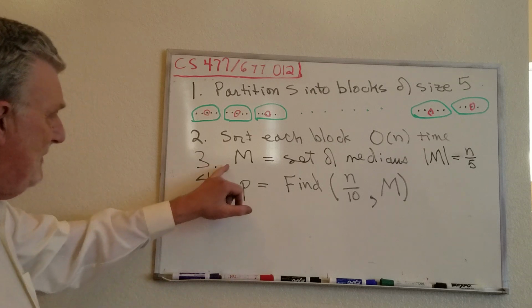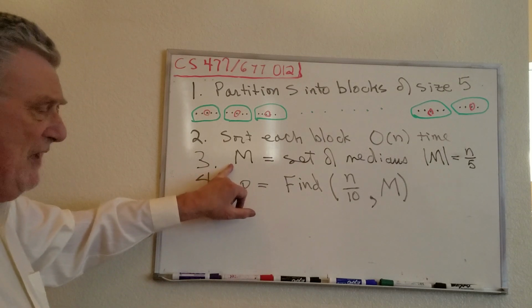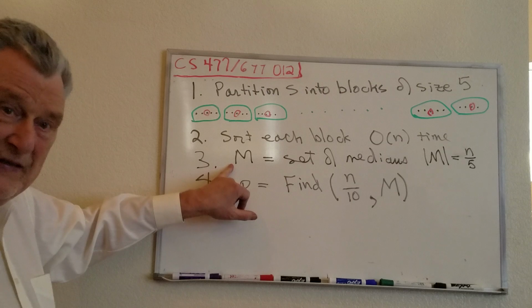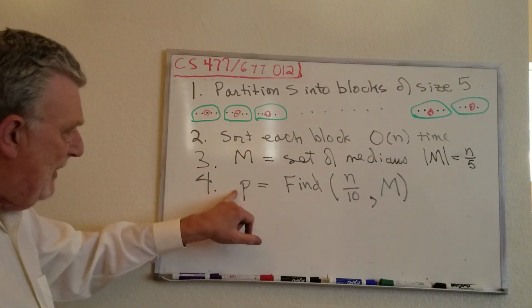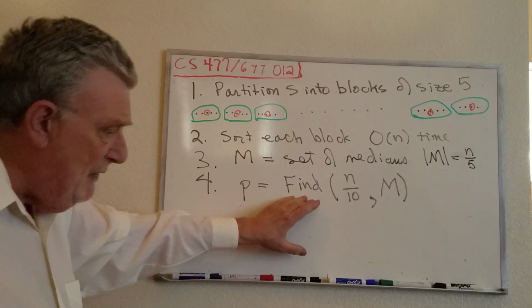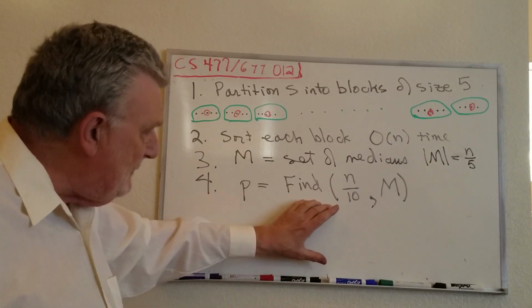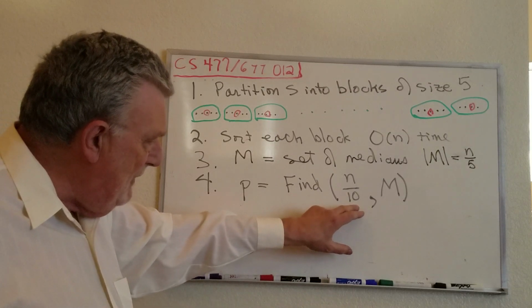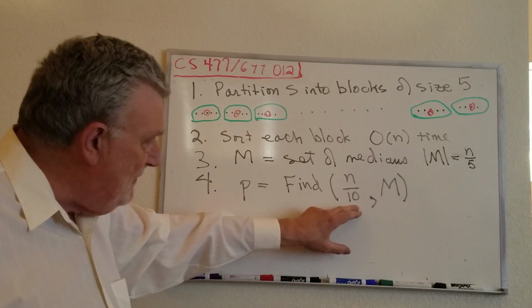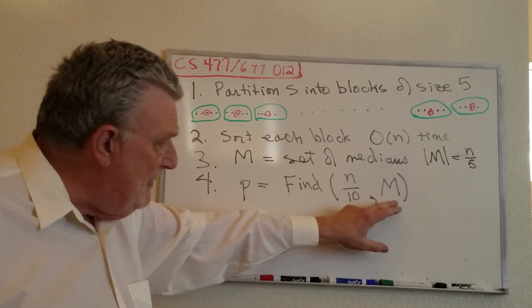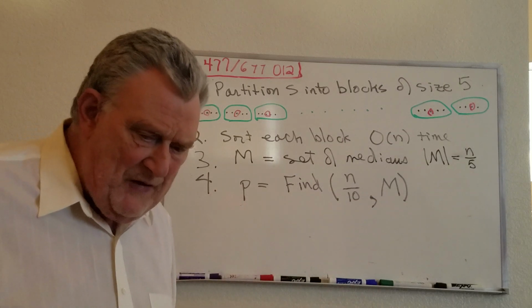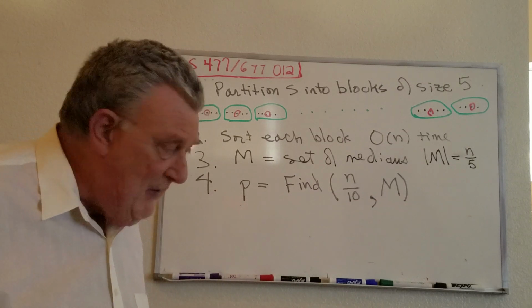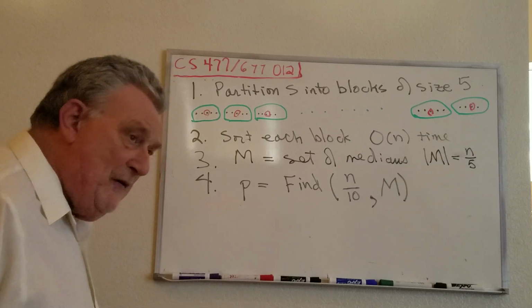Now, once we get this set, how big is it? Answer, n over 5, because I have n over 5 blocks. Then I let the pivot element be obtained from a recursive call to find the n over 10th smallest member of M. And that is, of course, the median of M, because M has n over 5 elements. Now we'll show the other properties in the next slide.